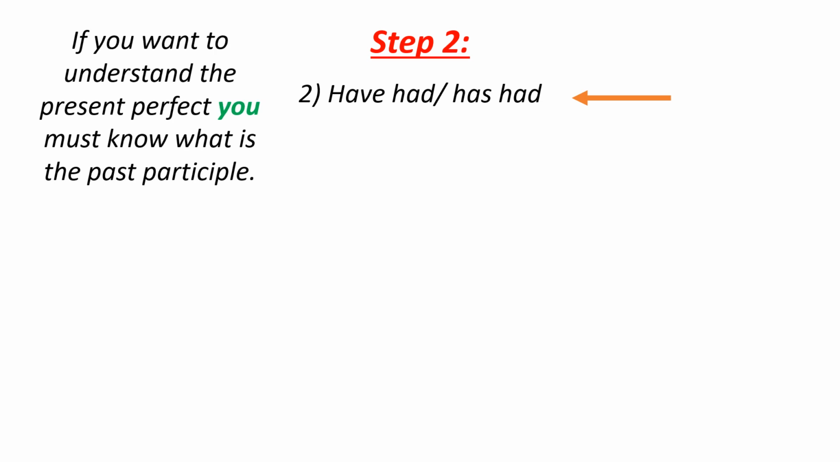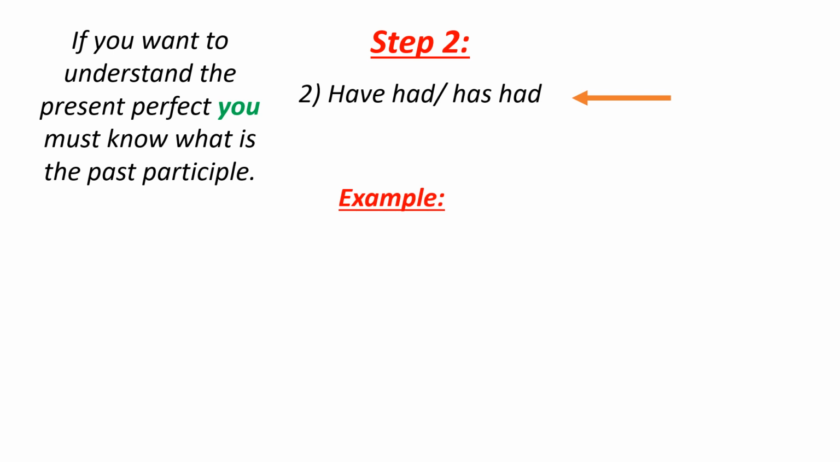Good. Now we will move to step number 2, and it's about have had and has had. Here we have a remark. If you want to understand the present perfect, you must know what the past participle is. So, have had and has had are 2 tenses. Actually, it's not 2 tenses, but 2 expressions conjugated in the present perfect.